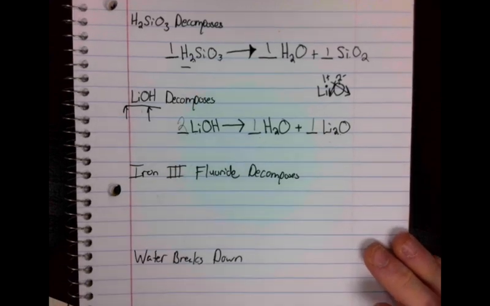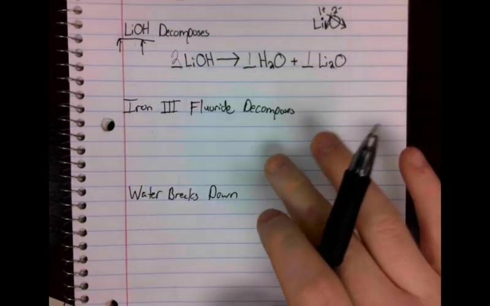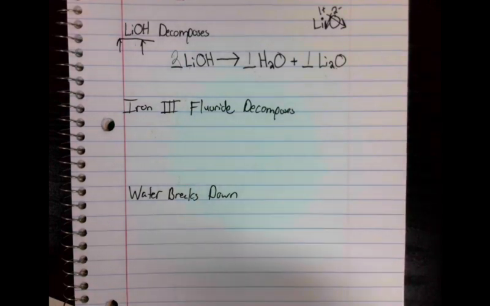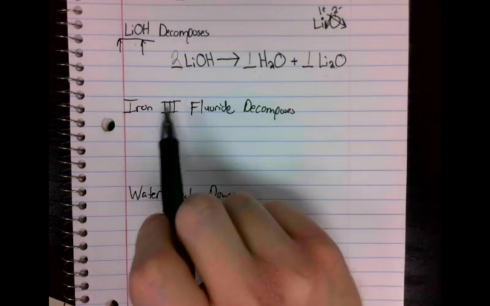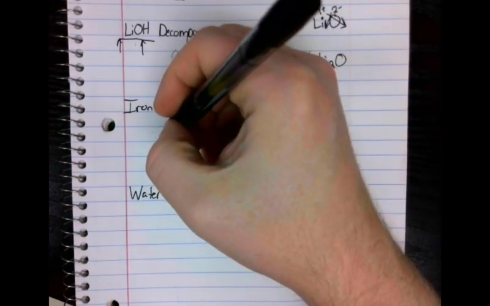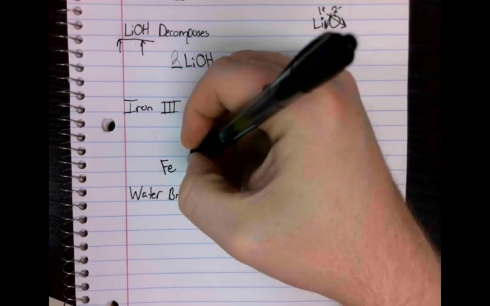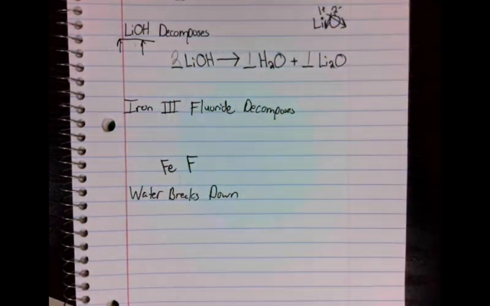The next two are actually the easier of the categories of them. We started with the hardest two. We're now going to do the easiest two of decomposition. This one's just a little bit harder, though, because we first have to figure out what iron 3 fluoride is. So first, iron. Iron is Fe. Fluoride is F. There's quite a few people who made that mistake on the last test.